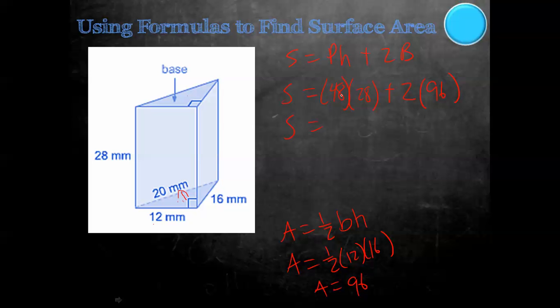So now we can finish this out. We're going to take 48 times 28, which is 1,344, and we're going to take 2 times 96, which is 192, and then we're going to add those two together, and we're going to get 1,536 millimeters squared.